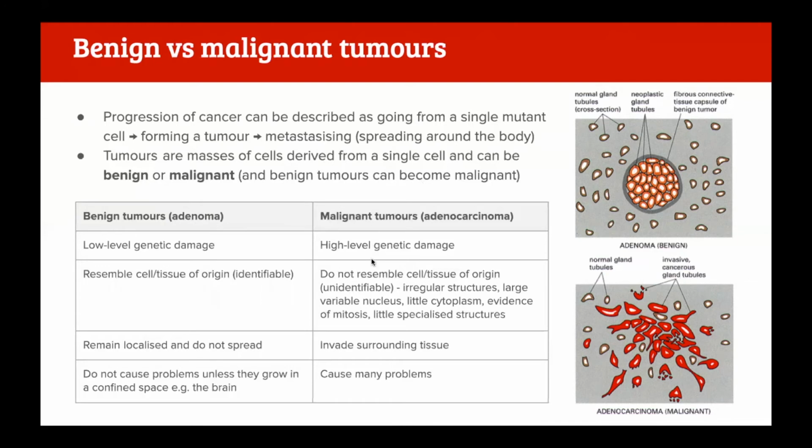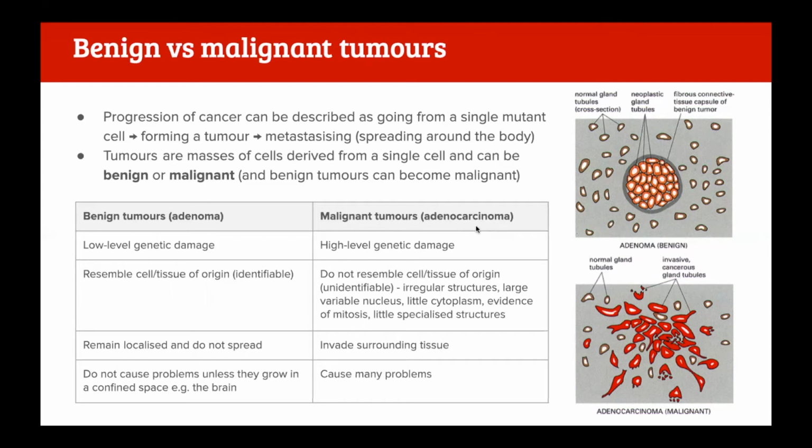So I've included this table that outlines the differences between benign and malignant tumors. So benign tumors are called adenomas. They represent a low level of genetic damage. They'll resemble the cell or tissue of origin. So they'll actually be what you call identifiable, because you can identify where it came from. Benign tumors also remain localized and don't spread. And they don't usually cause problems unless they grow in a confined space, such as the brain.